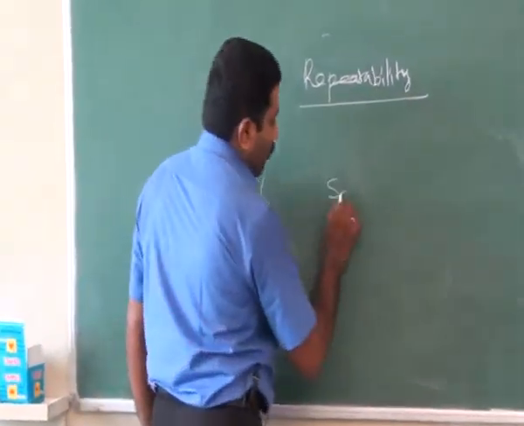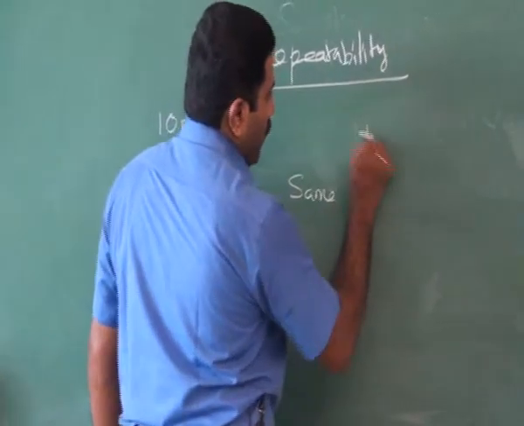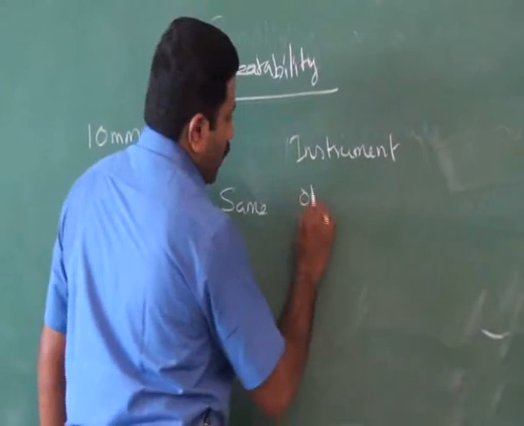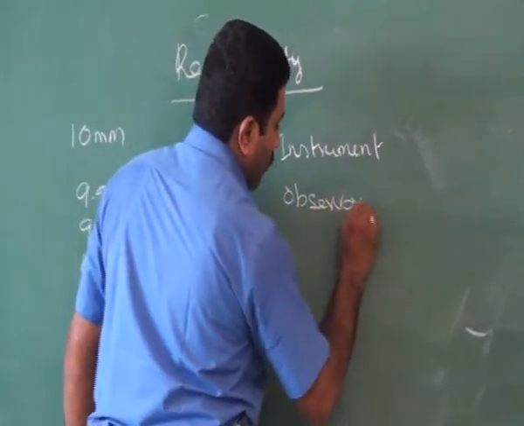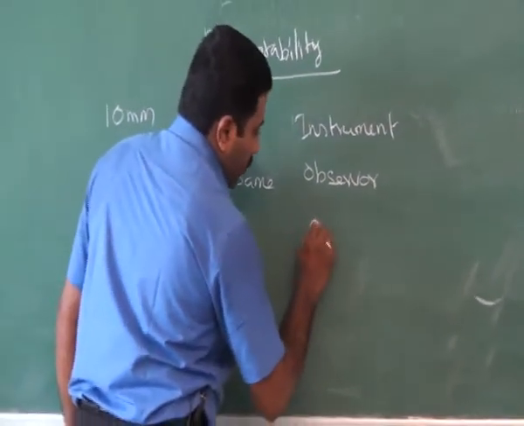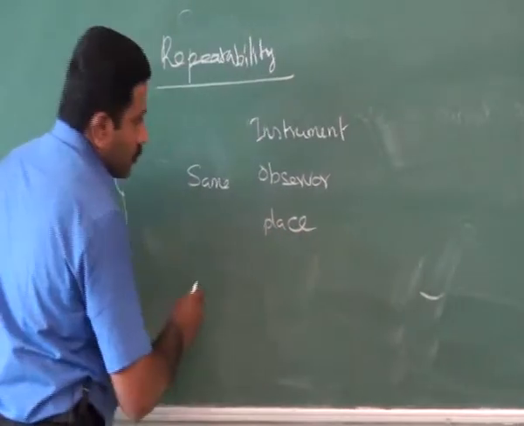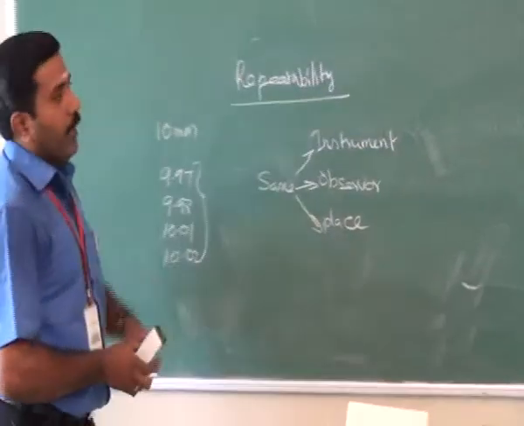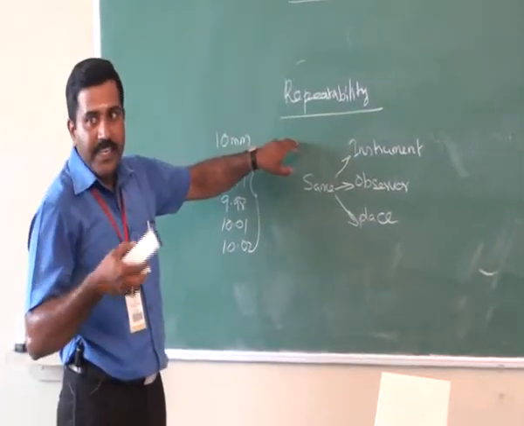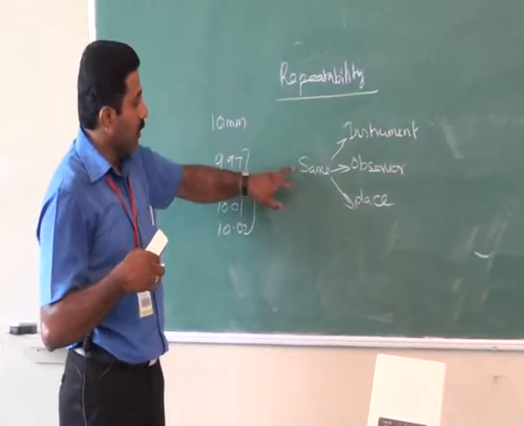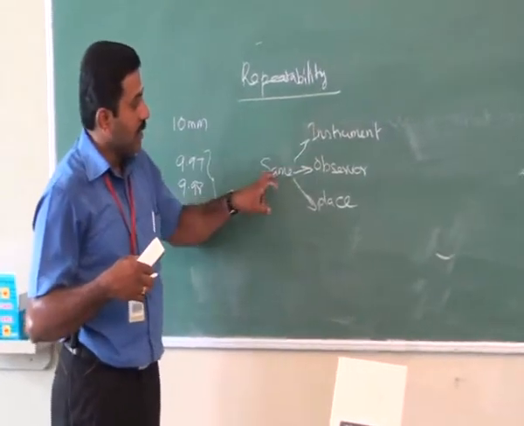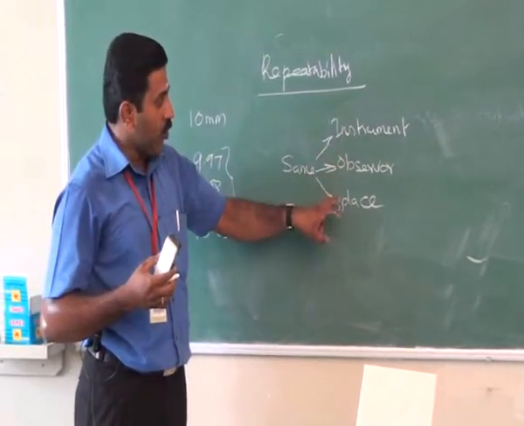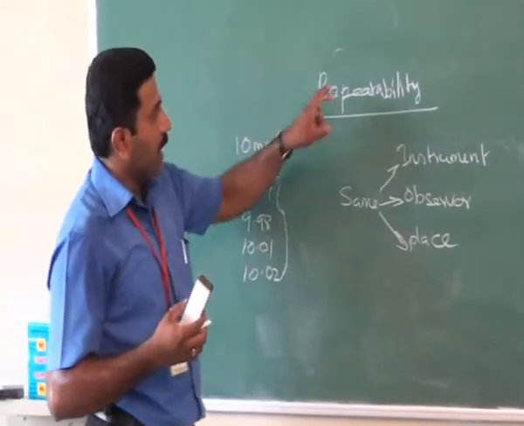That is the same instrument, the same observer, and the same place. That is repeatability. We can take the reading again and again, using the same instrument, same observer, and same place, measuring over a certain time period. That is repeatability.